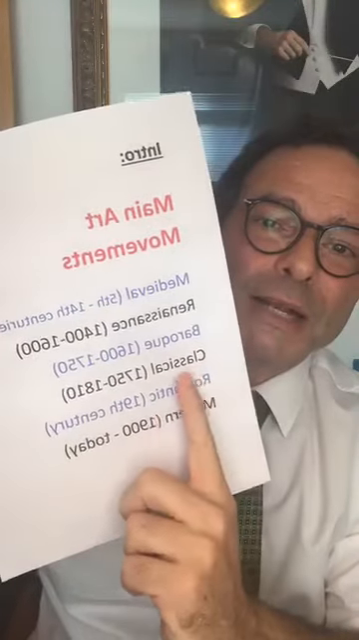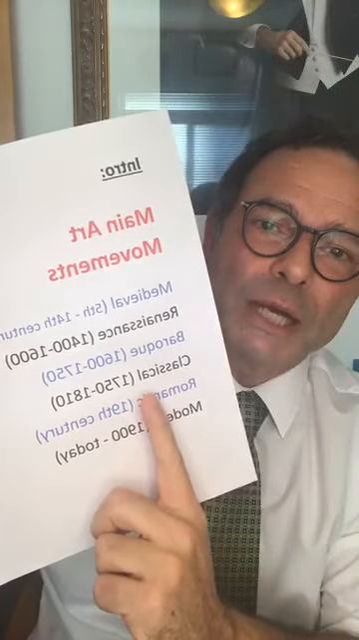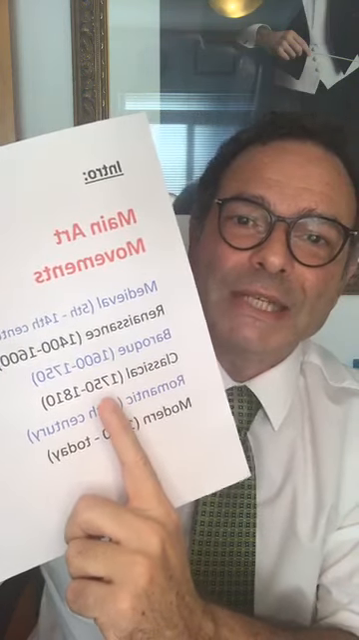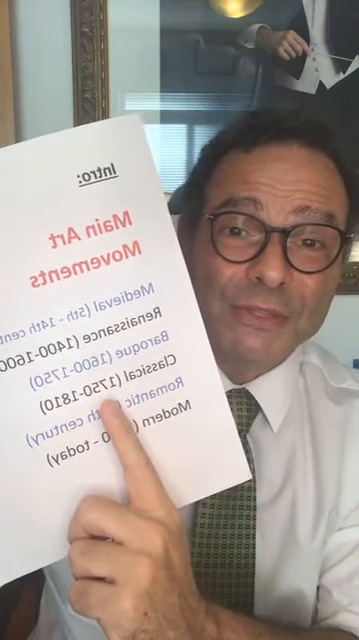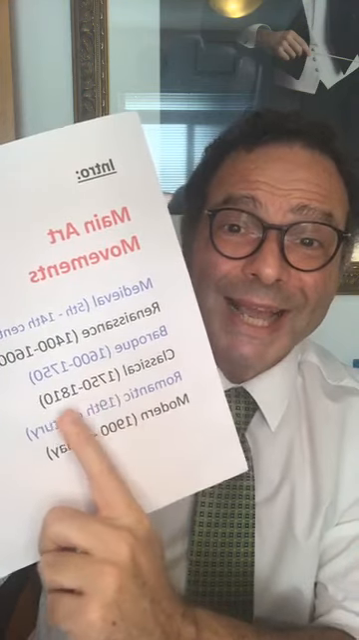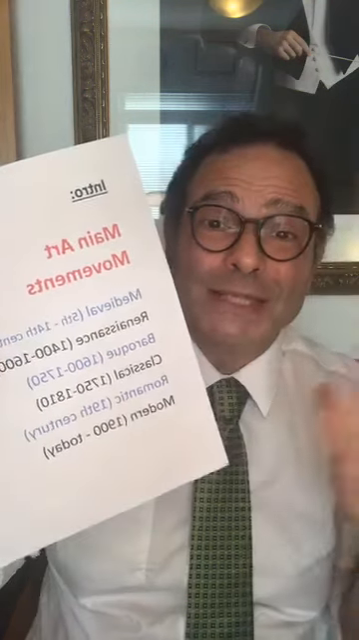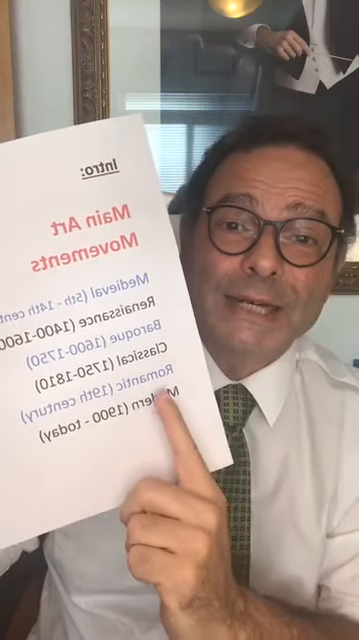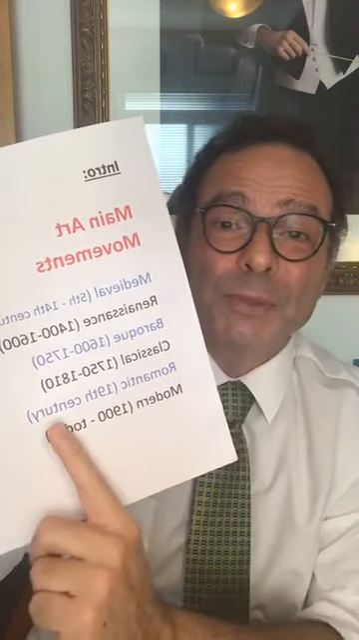So remember that the classical period starts in 1750 with the death of Johann Sebastian Bach and ends in 1810. That's more or less the second period of Beethoven, okay? And then the romantic period is the 19th century, okay? Now that we've covered that, let's talk a little bit about music before the French Revolution.